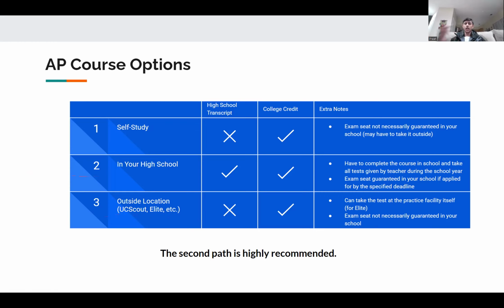Now, if you take it at UC Scout or Elite, it's like a mix of both high school and self-studying, where you have practice tests and some homework assignments, but it's less rigorous and more like once a week. It's not like you have a homework assignment every single day or a test every single week. Sorry about that. And again, the same thing is still here: exam seat is not guaranteed at your school since you're taking it outside.